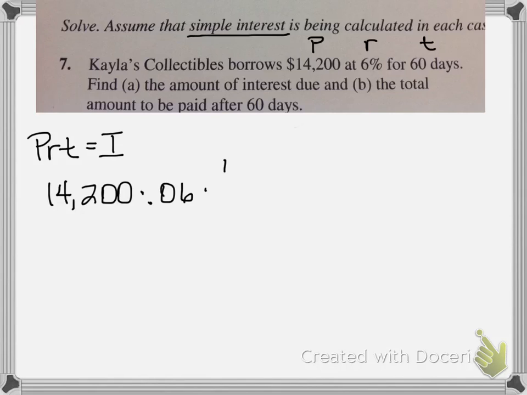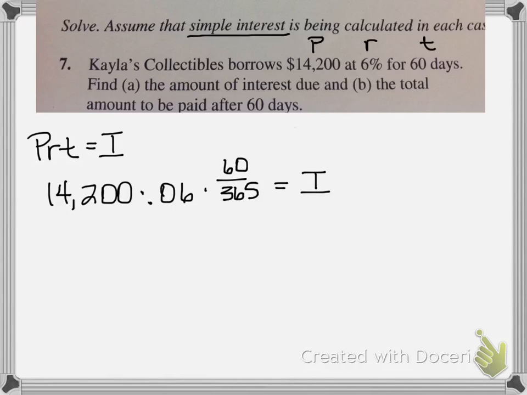So all we have to do is do 60 over how many days are in a year? 365. If they gave us the number of months, let's say they gave us 9 months, then we would have put 9 over 12 because there's 12 months in a year. So if they give you days, put it over 365. If they give you months, put it over 12. So now we just have to do the math.